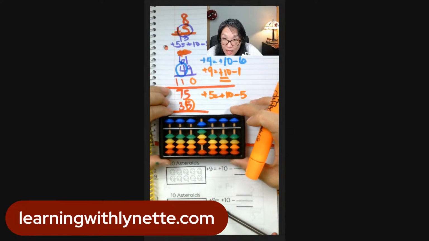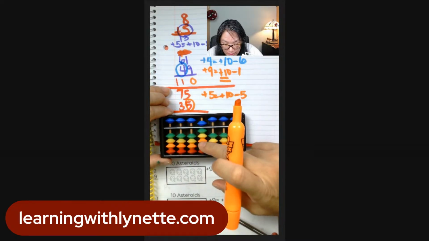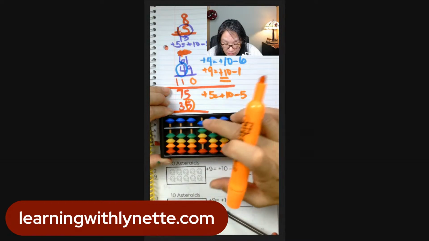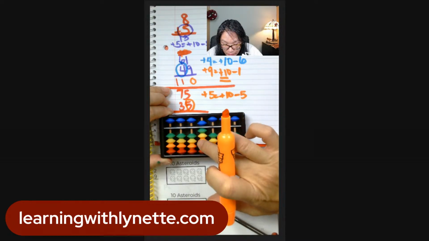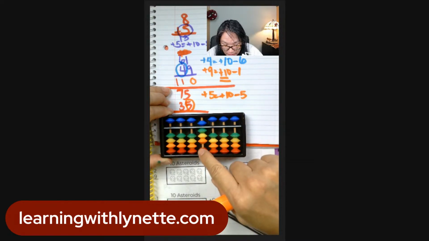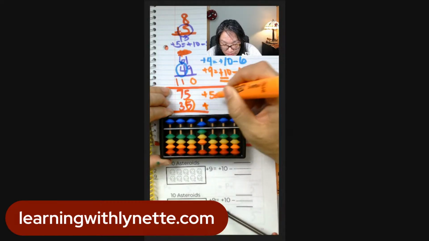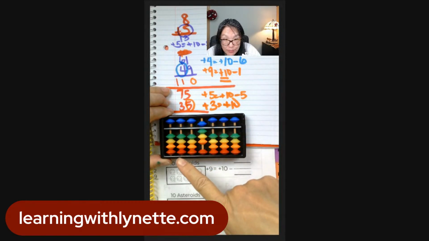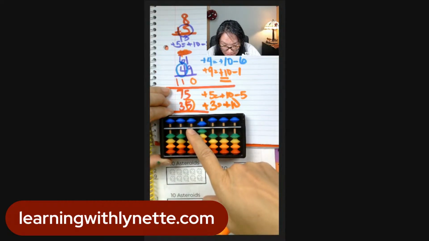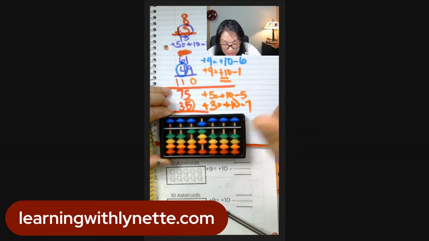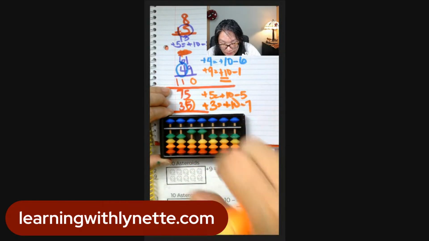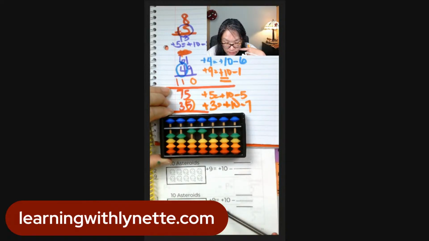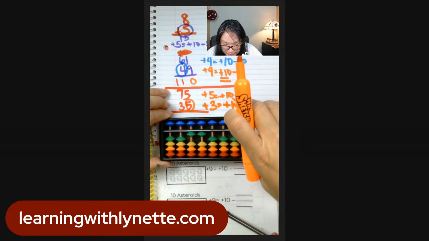What's next? Now I have to add the 3. I don't have enough beads to add the 3. 1, 5, 6, 7, 8. I don't have any more beads to add the 3 because I only have 1 left. So remember, plus 3 is equal to plus the 10, right? Now become position agnostic. Plus the 10, 1, 0, and then take away the 7. So I take away the 7. Oh, look, my number is 110 again.